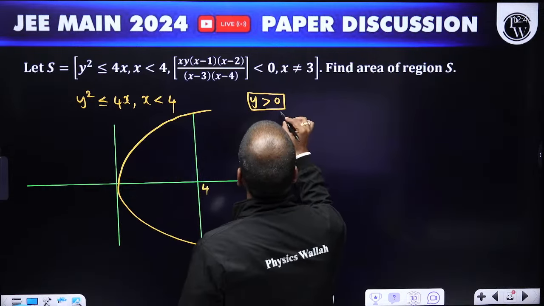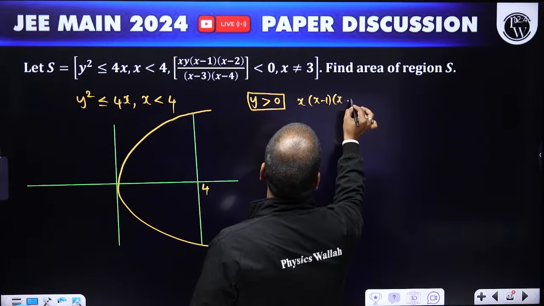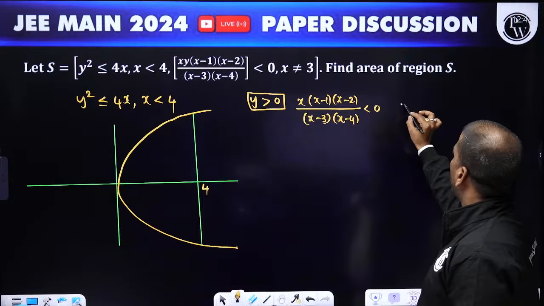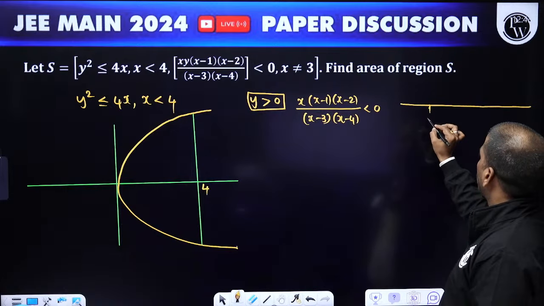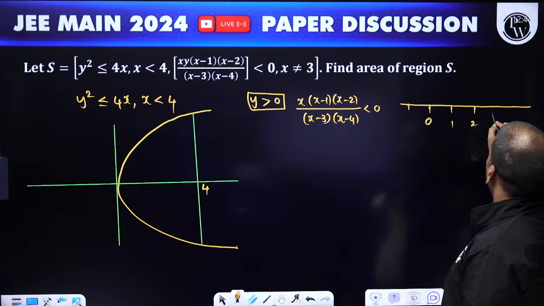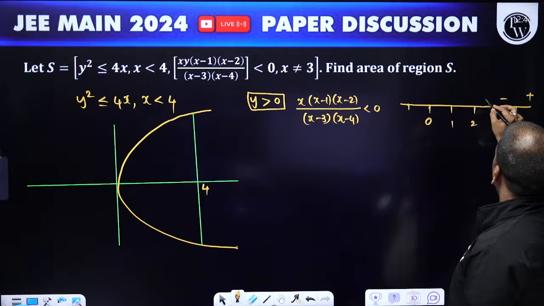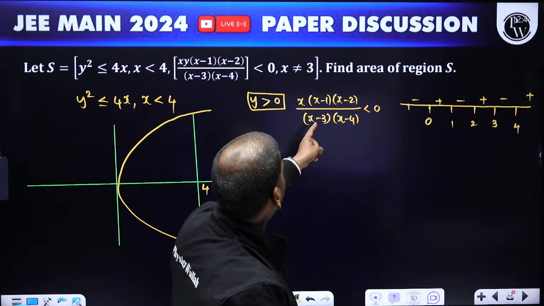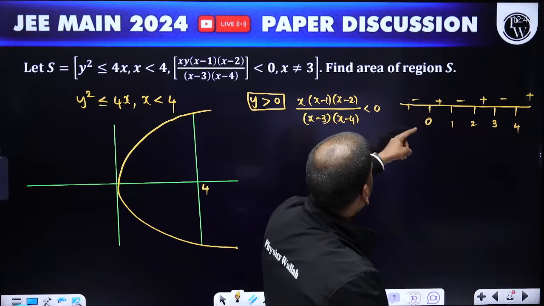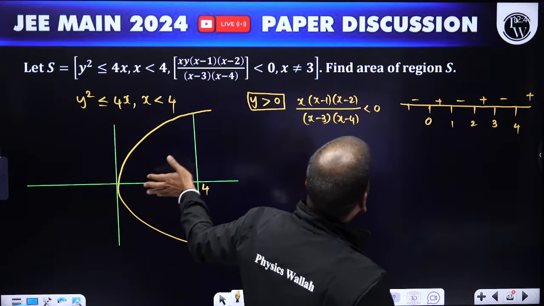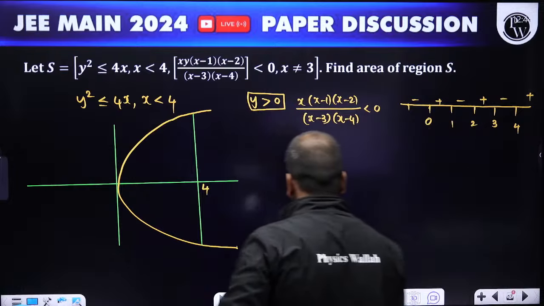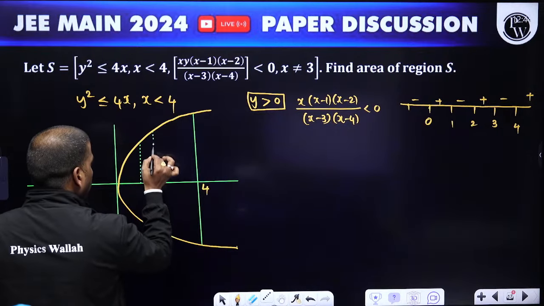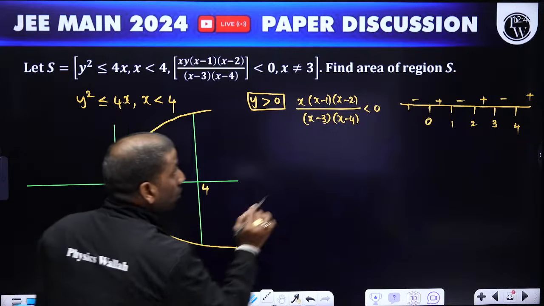When y is greater than 0, what do you get remaining? (x − 1)(x − 2)(x − 3)(x − 4) is less than 0. When such expressions are there, what will we do? We will take the wavy curve method. Everybody knows. 0, 1, 2, 3, 4, with plus, minus, plus, minus. That's all. We want less than 0. So y is greater than 0, and we are also working for x greater than 0. So less than 0 in 1 to 2, and 2 to 3.